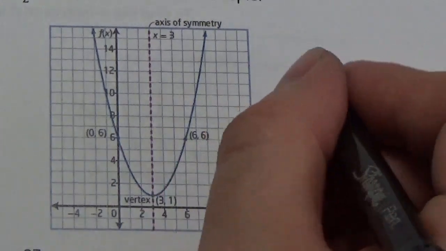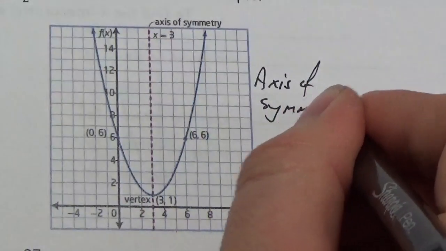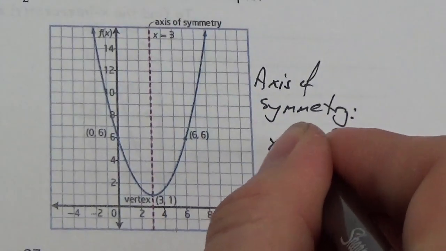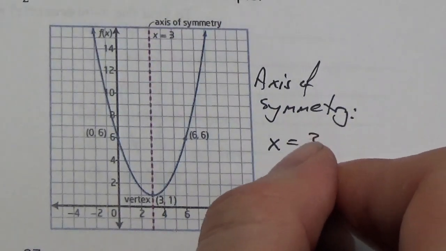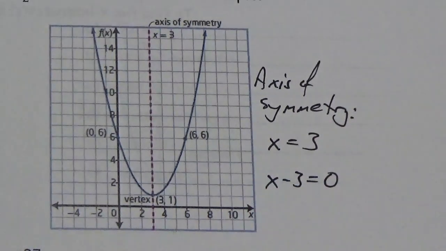And right there, that becomes my axis of symmetry. I know it's written up here, but I'm going to write it again a little bit bigger. It is going to be not 3, but x equals 3. Or if you want to write it in a slightly different form, x minus 3 is equal to 0. If you just bring the 3 over to the left-hand side of the equation, that looks good too.